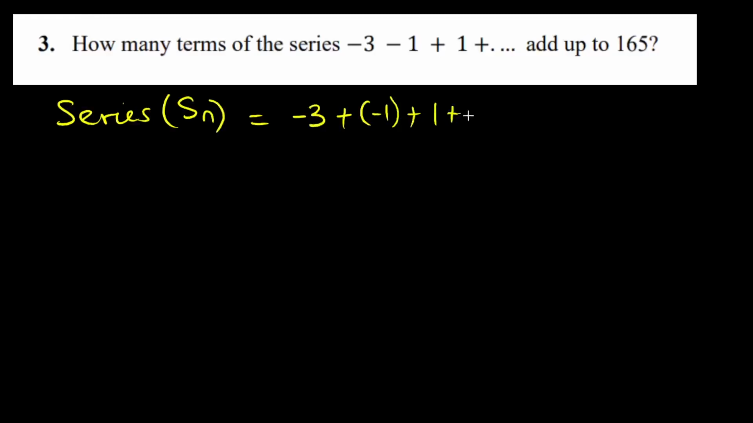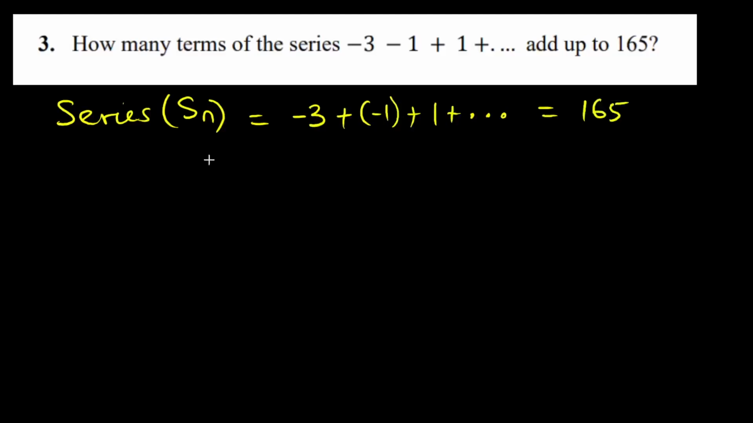How many terms of the series add up to 165? This is a problem on the sum of an arithmetic progression series, which is always the sum of the sequence. So I'm going to rewrite this series. I can call it Sn is equal to minus 3 plus minus 1 plus 1 plus, to whatever term. So this should sum up to 165.